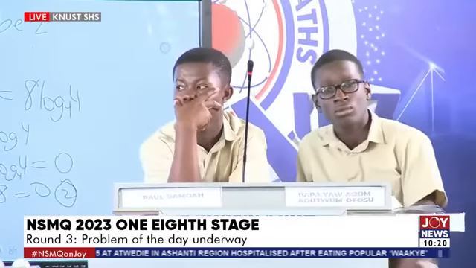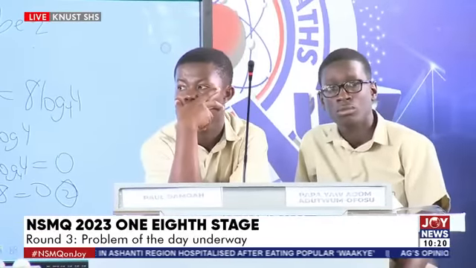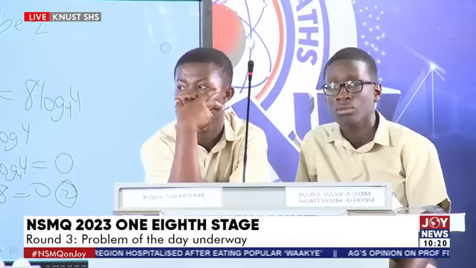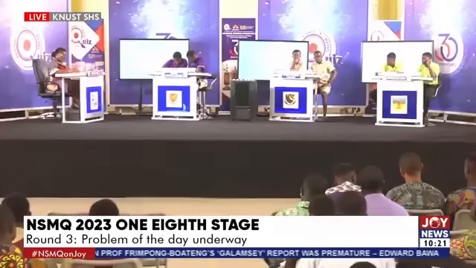Then Ghana National was able to get the second equation correct, so they got 2 points for that. So for the problem of the day, Aggrey had no point, Mpraeso had 1 point, and Ghana National College had 2 points.